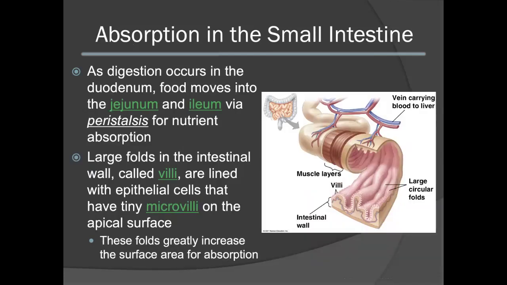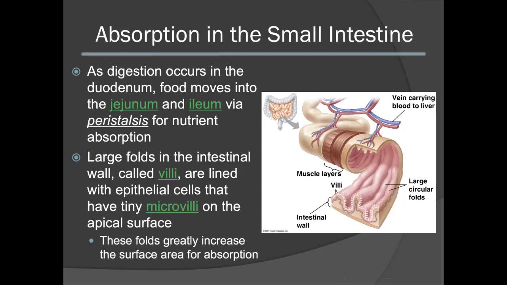As digestion occurs in the duodenum, food will then move to the jejunum and ileum through peristalsis, or simultaneous contractions. This is where the bulk of the nutrients are going to be absorbed. Large folds in the intestinal wall called villi are lined with epithelial cells that have tiny microvilli on the apical surface, as seen in the diagram to the right. These folds, in both the villi and the microvilli, greatly increase the surface area for the absorption of nutrients.